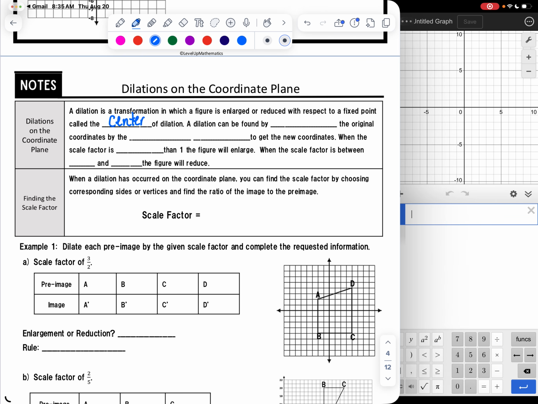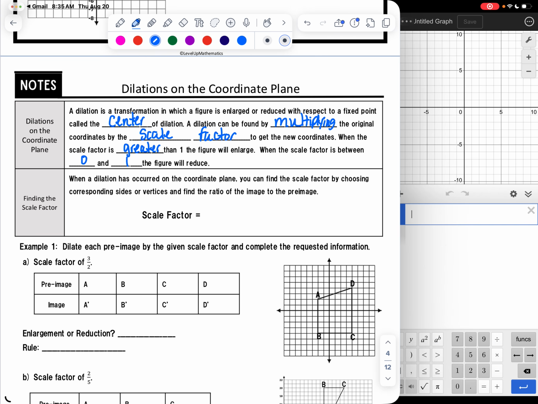of dilation. A dilation can be found by multiplying the original coordinates by the scale factor to get the new coordinates. When the scale factor is greater than 1, the figure will enlarge. When the scale factor is between 0 and 1, the figure will reduce.